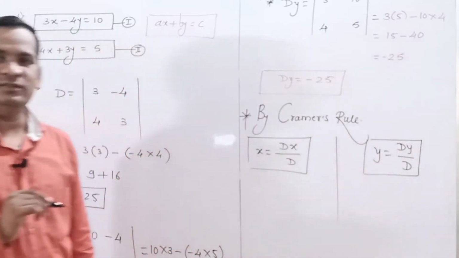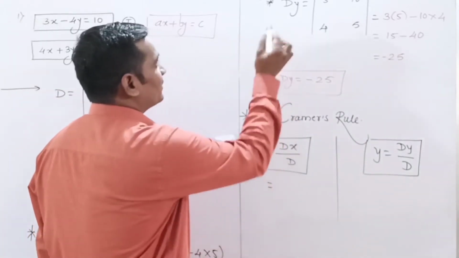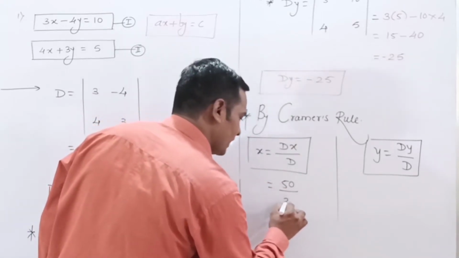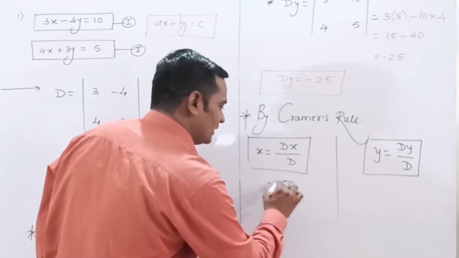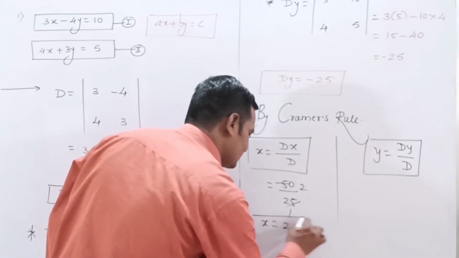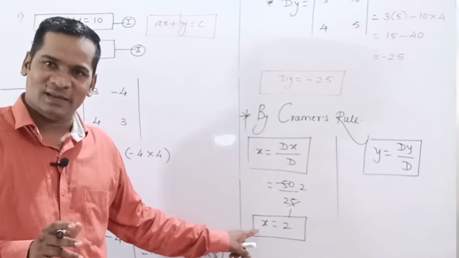So let's put the values in both formulae. So dx is 50 and d is 25. So x is equal to 50 upon 25. 25 ones are 25, 25 twos are 50. So that means x is equal to 2. Now this is the value of the first variable.